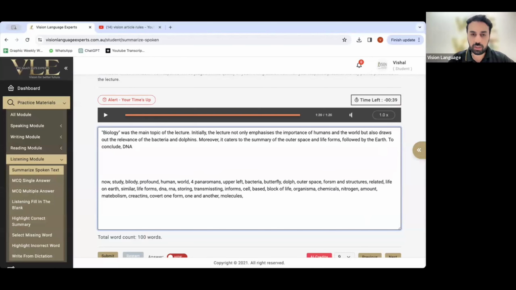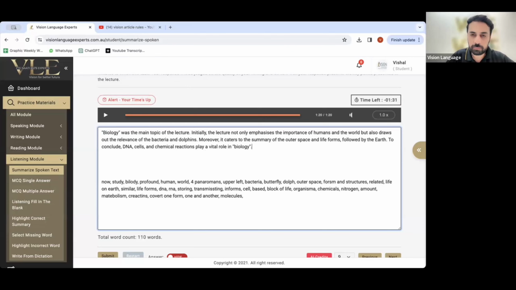So DNA, comma, then we have storing, transmitting, cells. Building block of life. That's what we already picked. Organisms, chemicals, nitrogen, metabolism. So we're going to pick maybe cells over here because cells looks like an important word. Chemicals, we can put chemical reactions. So see, we are putting plural. Otherwise, you have to put articles. Play a vital role in topic. Now, biology.